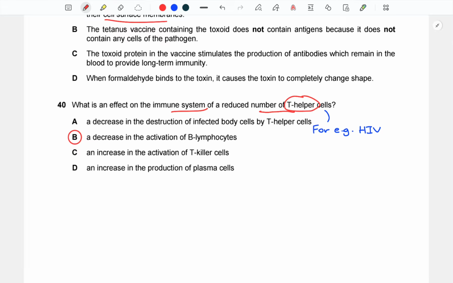And if there are fewer memory B cells, this will prevent long-term protection of your body against all these non-self antigens. So the immune system will be compromised with a lower number of T helper cells. Hence, very important. An example is HIV, and this reduced number of T helper cells in HIV, for example, causes many opportunistic diseases to occur in the body, like Kaposi sarcoma and TB, pneumonia, all that. So yeah, the answer for 40 should be B.